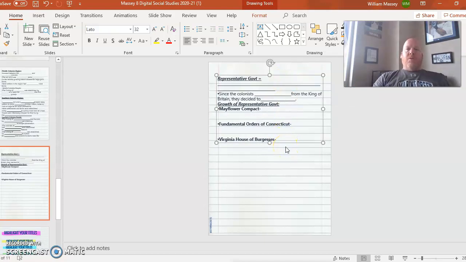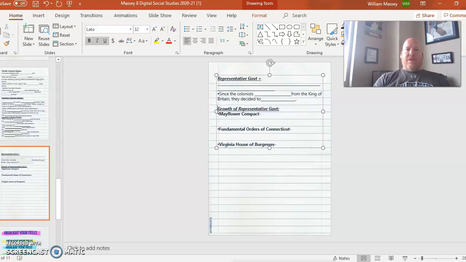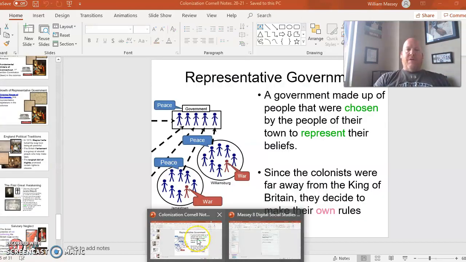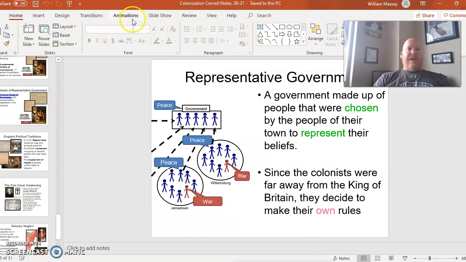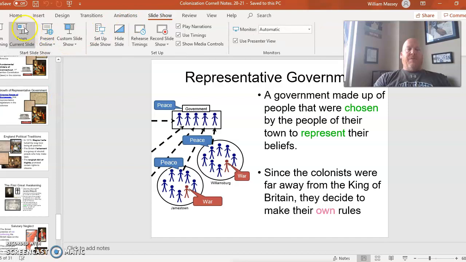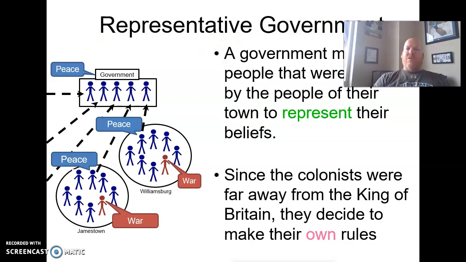As you can see, you've got one little fill in the blank that'll be on the slide, and then three items down here that you're going to need to fill in some information about. Let's put a little space in there. Go right in front of the growth of representative government and hit enter. Things were getting crowded there. All right, let's get started. We'll start the slideshow from the current slide, which is right here. So this is where we are today.